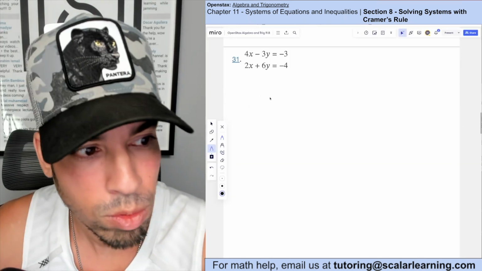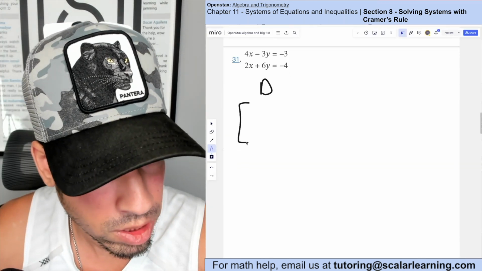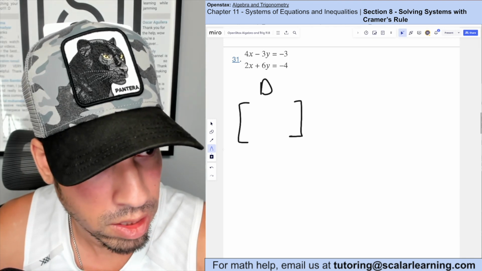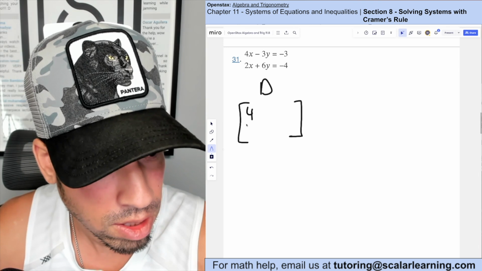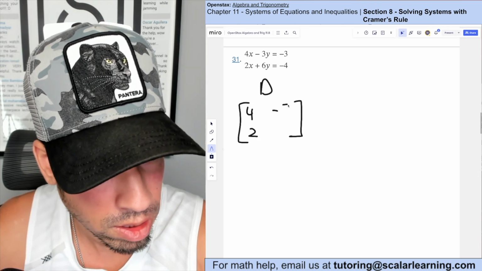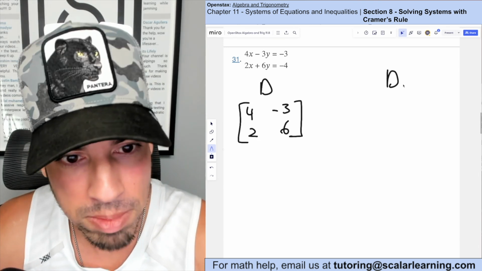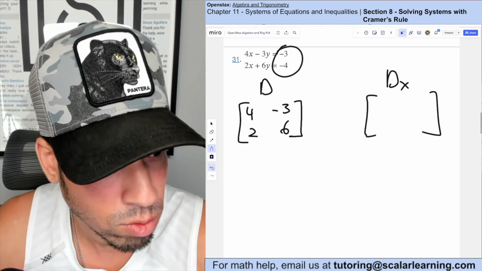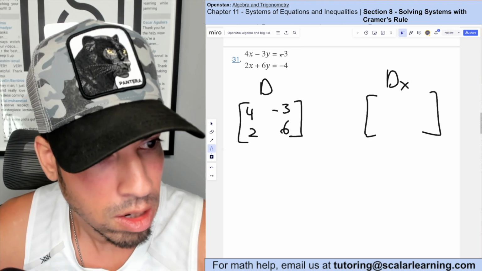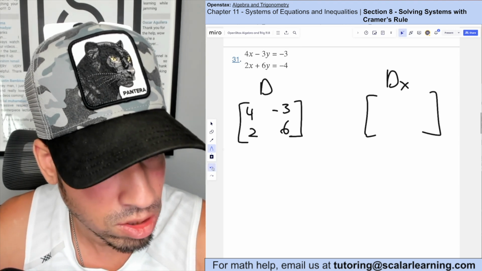Done. So for this one, we're going to set up 3 different matrices. The first one is we're going to take 4, 2, negative 3, 6, right? All those coefficients to the left side of these equations. We get negative 3 and 6. Then we're going to set up dx, determinant x. And to do that, we're going to take those constants to replace these coefficients.